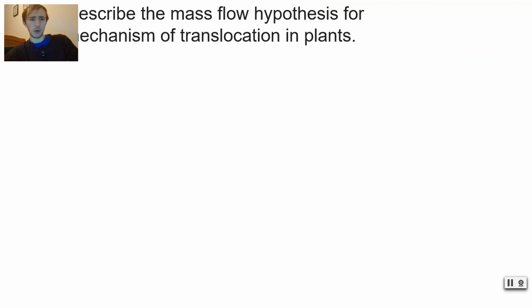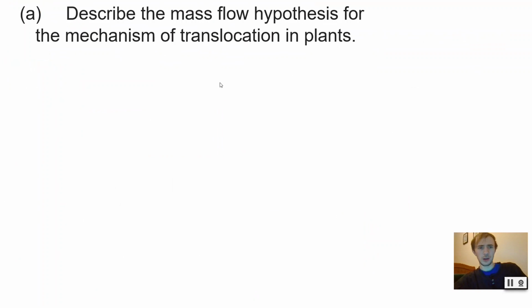If you're looking for a longer, more story-style question, you're looking at this one here. Describe the mass flow hypothesis for the mechanism of translocation in plants. So that's what we've just talked about. Basically, it's asking you to regurgitate those four points onto a page. So can you have a go at that again? Just pause me.